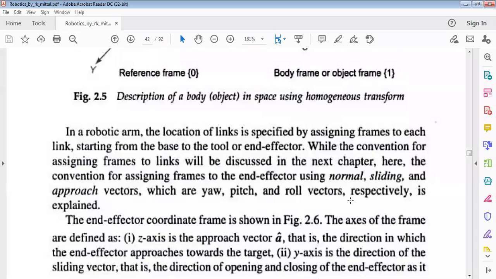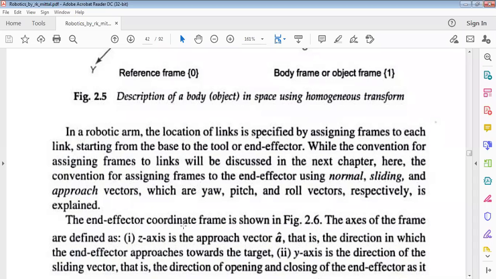Here, first of all, we need to discuss how it is attached to the end effector. What are the vectors which are involved in the end effector? There are three vectors, known as the normal vector, sliding vector, and approach vector. By using these vectors, we can convey the frame which is assigned to the end effector.